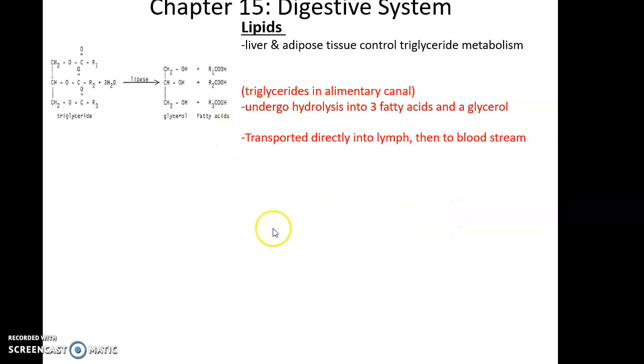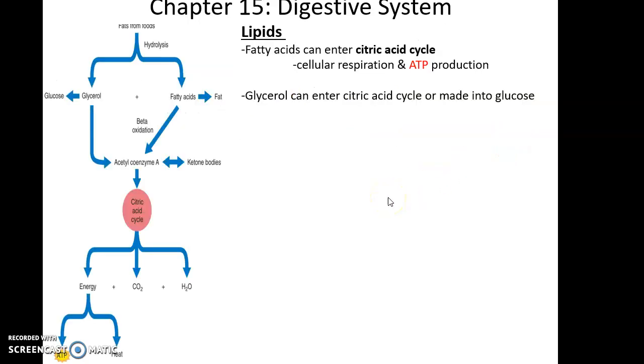All right, triglycerides in the alimentary canal. So you ate a fatty meal. You now have triglycerides in the chyme, in the small intestine. They undergo hydrolysis, becoming 3 fatty acids and a glycerol. They get transported through the lining in the form of chylomicrons and into the lymphatic system of the lacteals, and then eventually to the bloodstream.